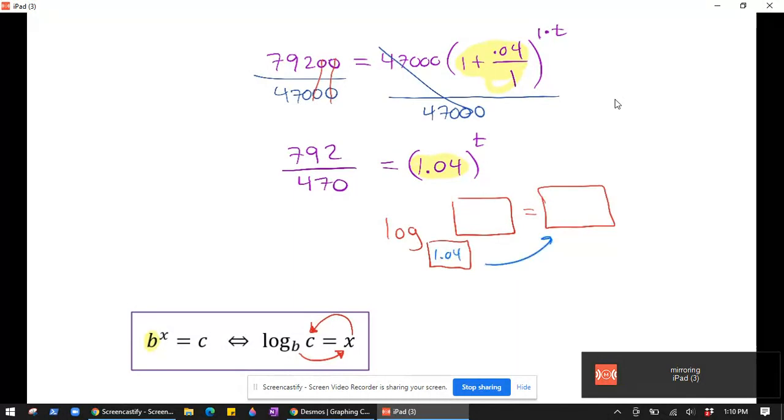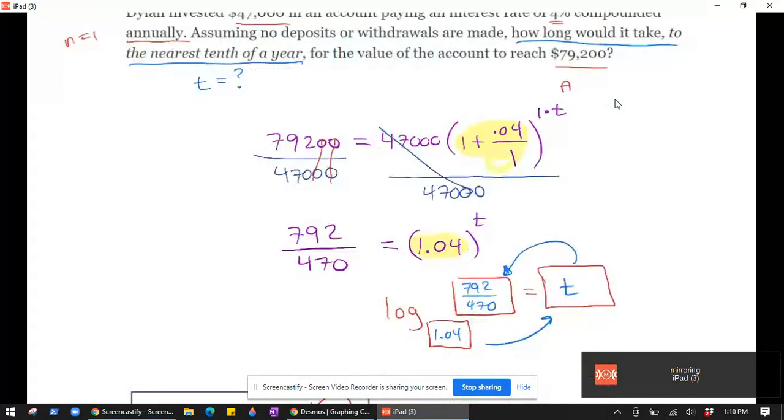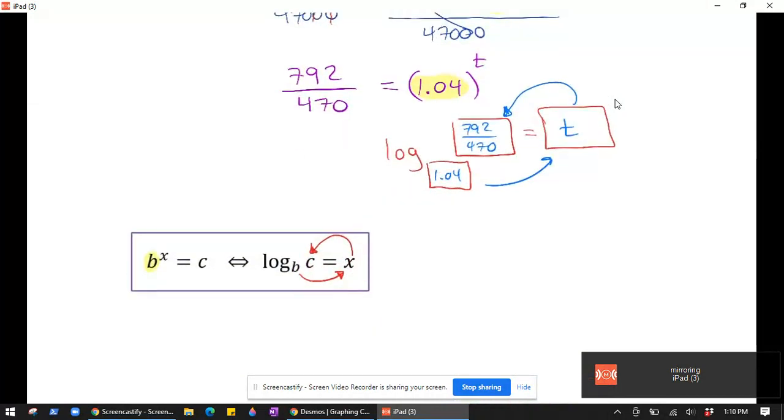1.04 to the t is equal to 792 over 470. All right, so now that is our answer on the left here, but according to the directions, we want that time value rounded to the nearest tenth of a year. So we're going to have to go into a calculator and evaluate.